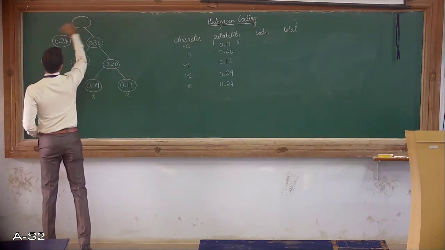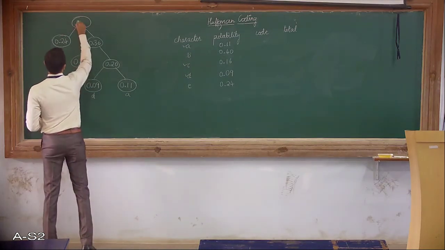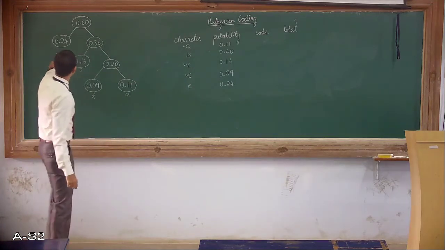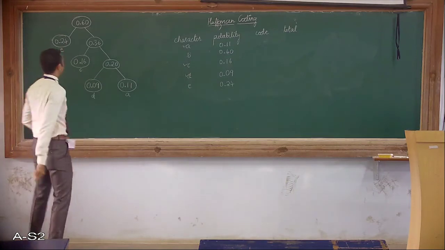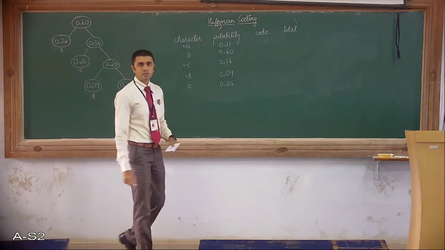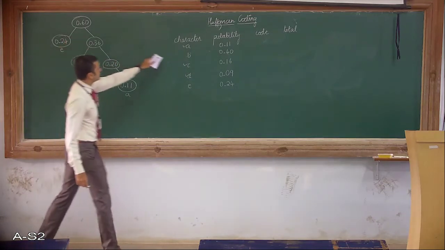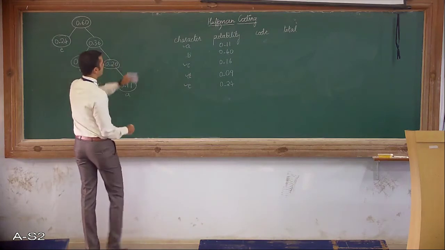What will be the addition of these two? The addition of these two will be 0.60. So 0.24, which character does it represent? It represents E. Next, which character is remaining now? B. E is done. B, only this thing is remaining.